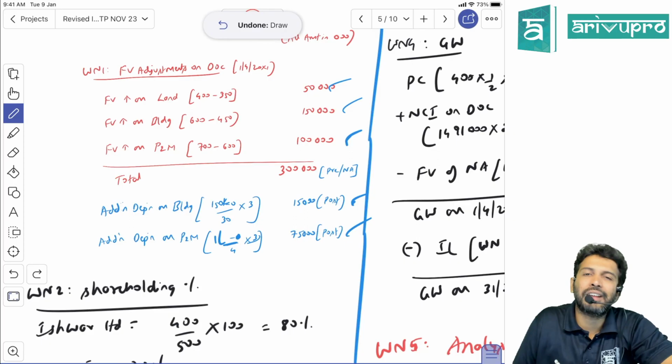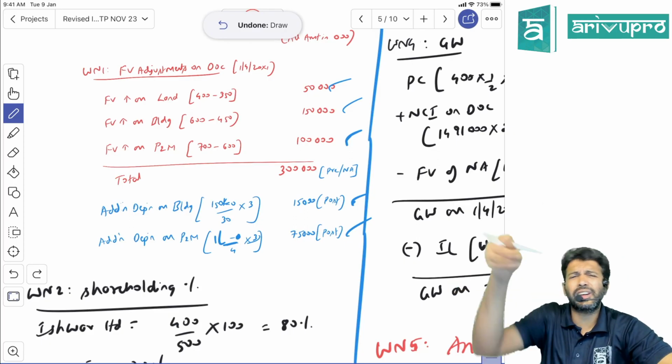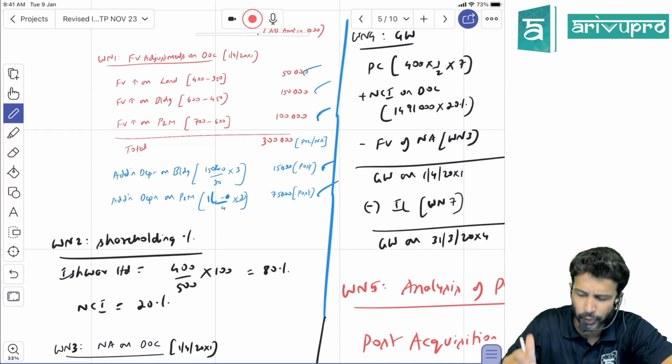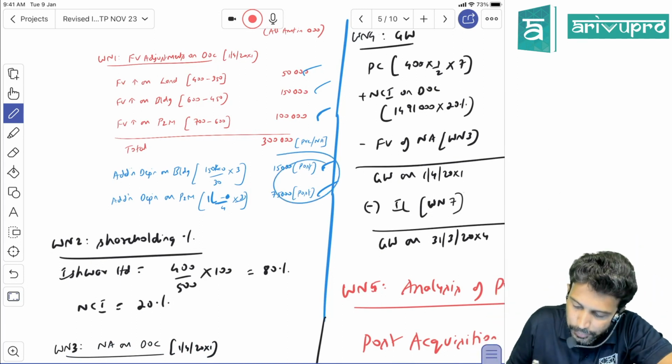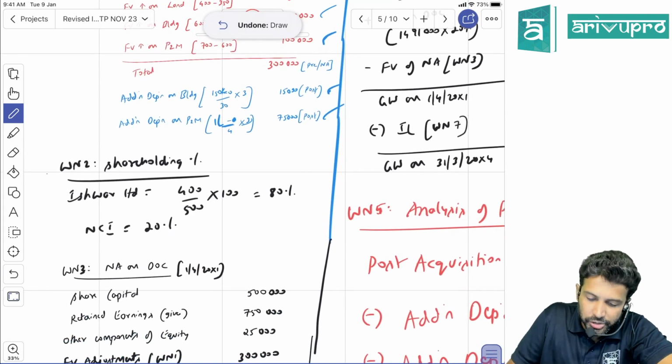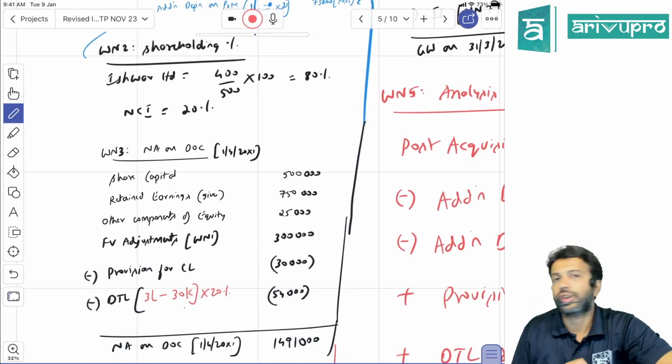So all these are assets' value increase. Contingent liability's value increase, you can show it as a reduction. That is also fine. I'm showing that separately. That's okay. The presentation part is your call. So additional depreciation also we have done. Shareholding percentage we have done. So that's okay. Now net assets on the date of control.